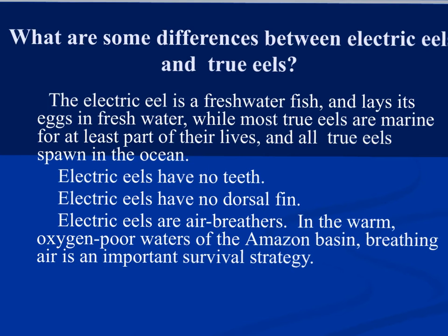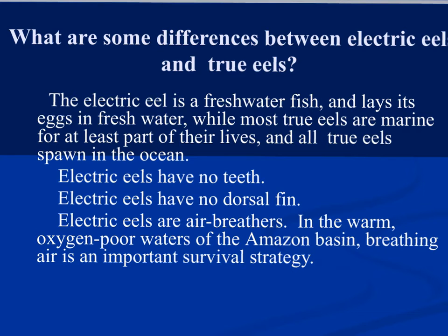So what are some differences between electric eels and true eels? The electric eel is a freshwater fish, lays its eggs in the freshwater. True eels are more marine fish. They're going to be in the salt water. They will definitely spawn in the ocean.